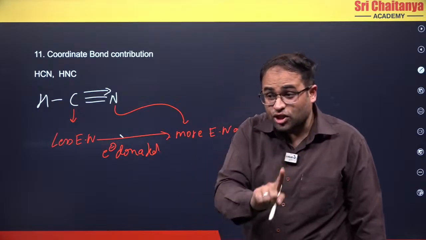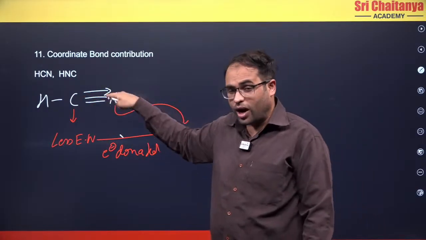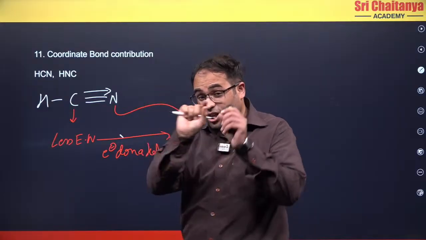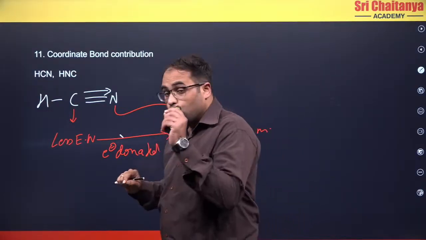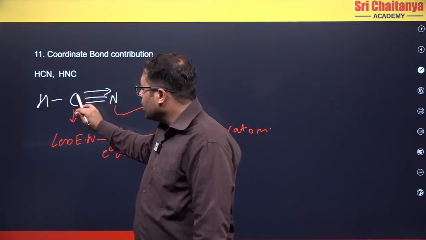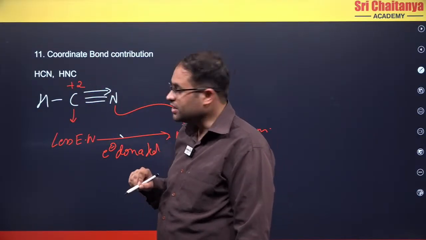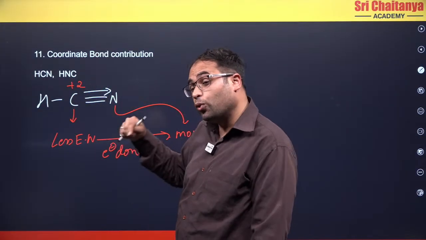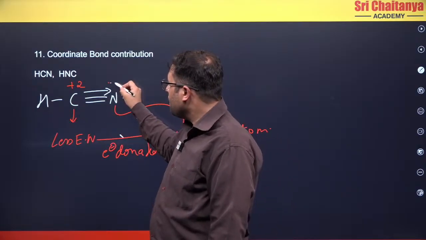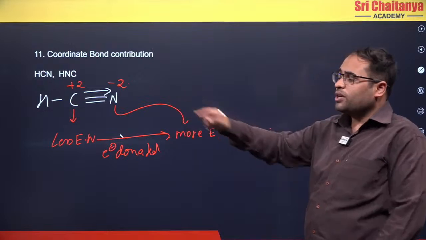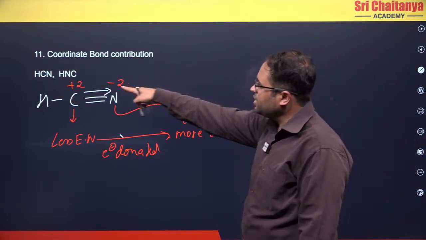Then for each of this kind of bond, if there is one bond, then once; if two bonds, twice. For each of this kind of bond, you will put on the atom which is donating a plus 2 oxidation state, and the atom to which it is donated, minus 2, right? But if the situation is opposite, how is it opposite? It is in HNC.